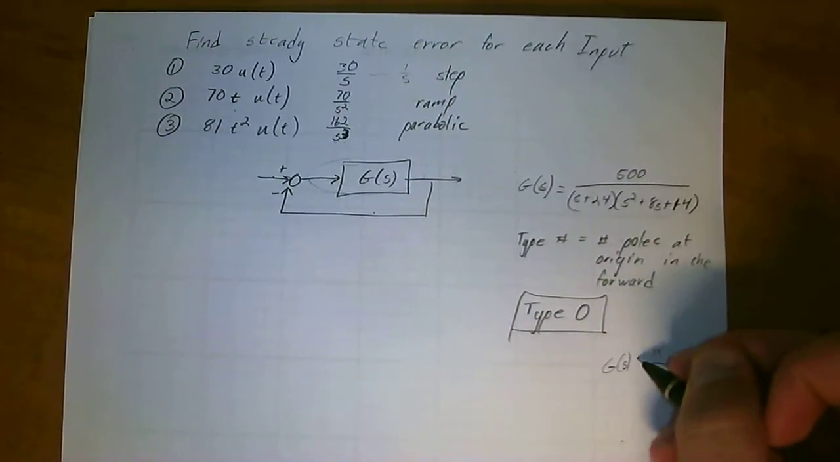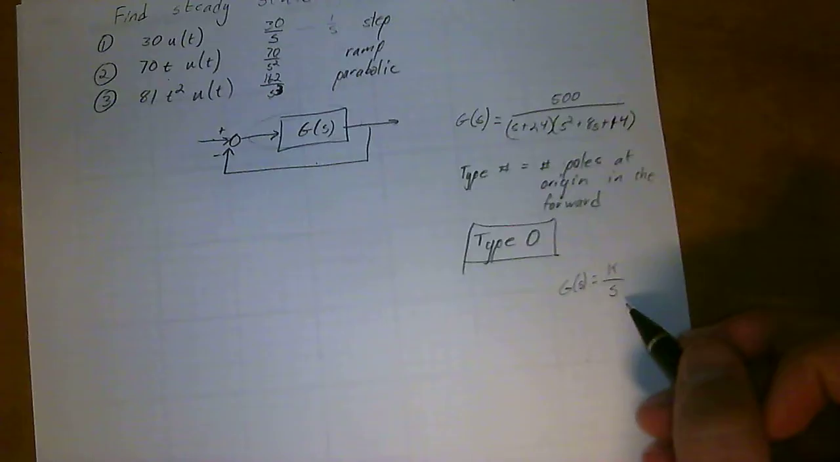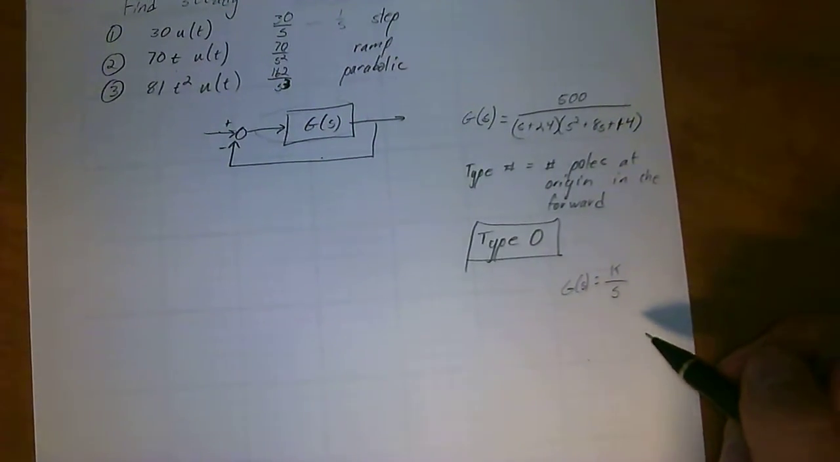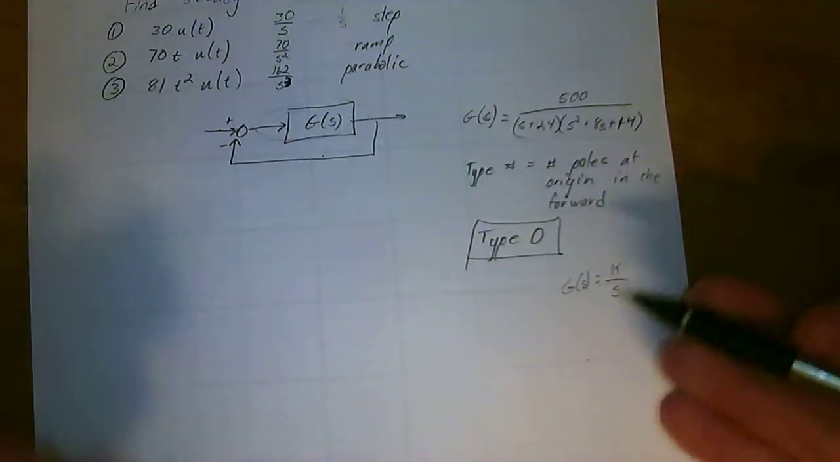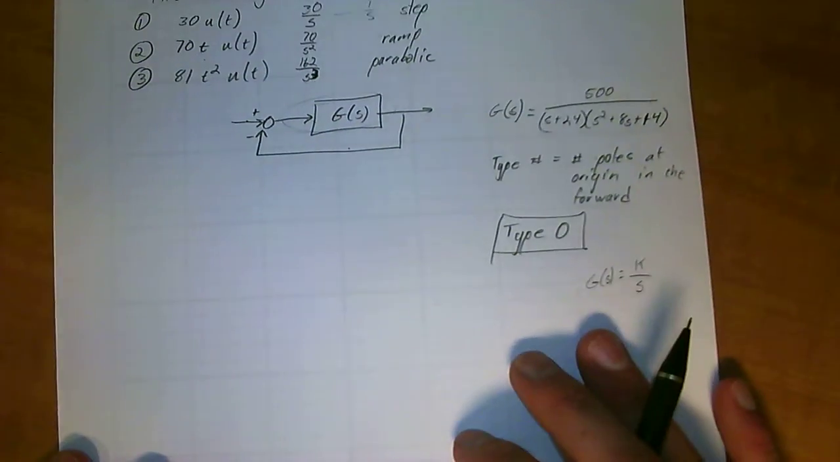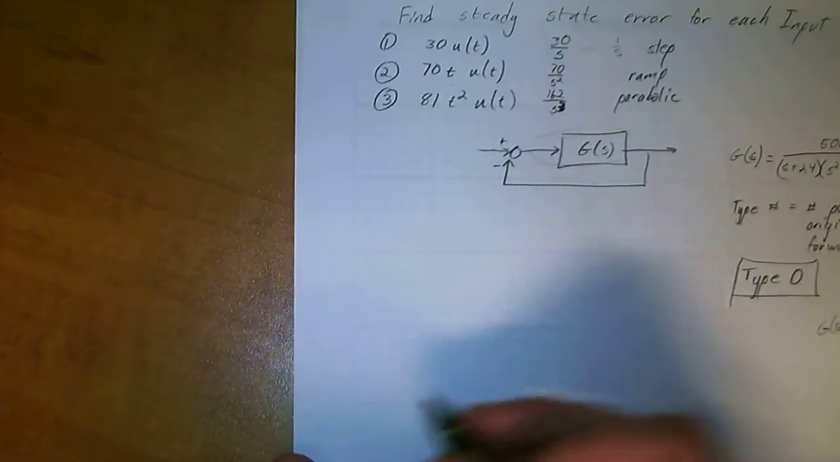G of s is equal to. Because right here, if you put in 0, well, that's the origin, and you have one pole at the origin, so you have a type 1 system. Okay, so moving on here.